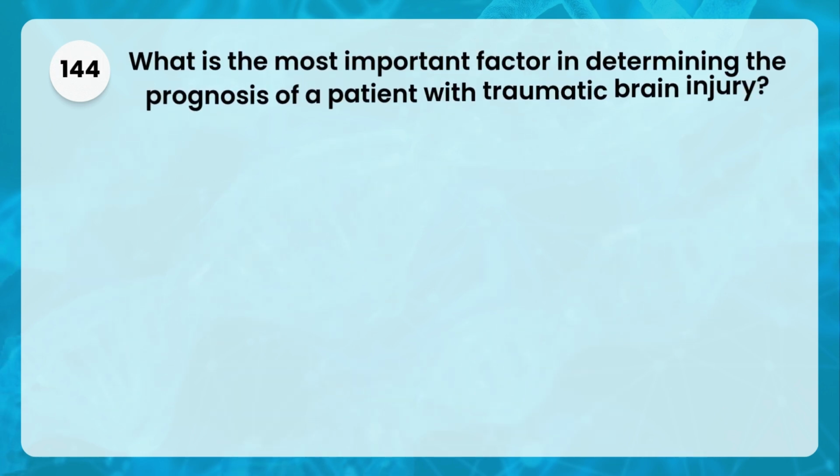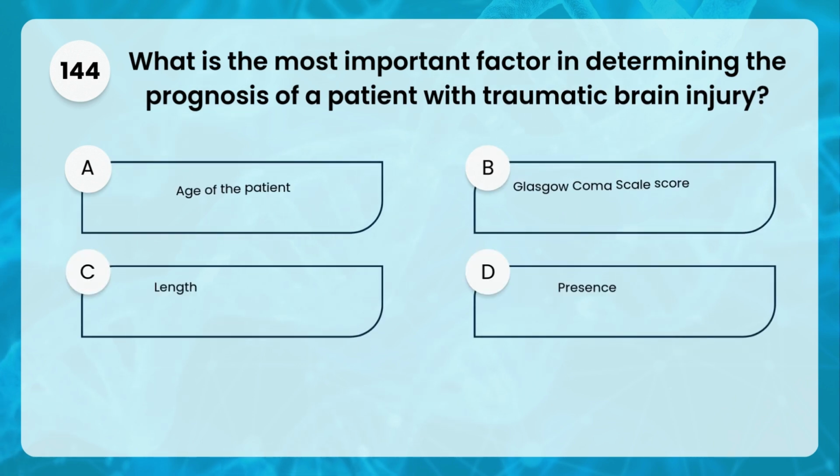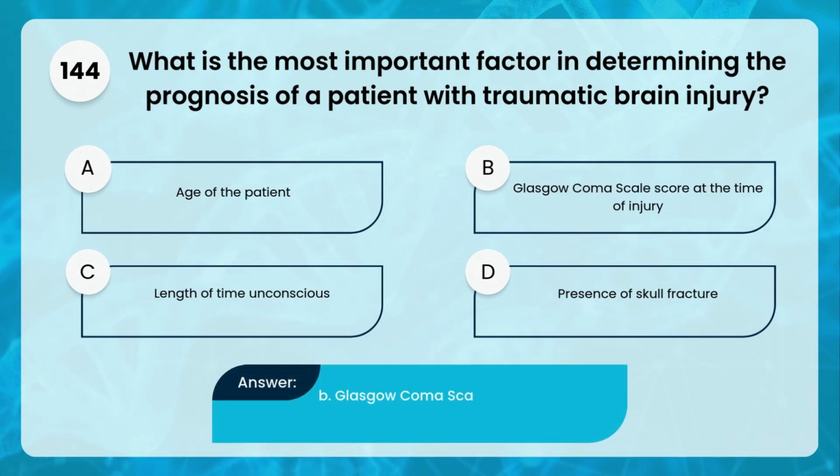144. What is the most important factor in determining the prognosis of a patient with traumatic brain injury? A. Age of the patient, B. Glasgow Coma Scale score at the time of injury, C. Length of time unconscious, D. Presence of a skull fracture. The answer is B. Glasgow Coma Scale score at the time of injury.